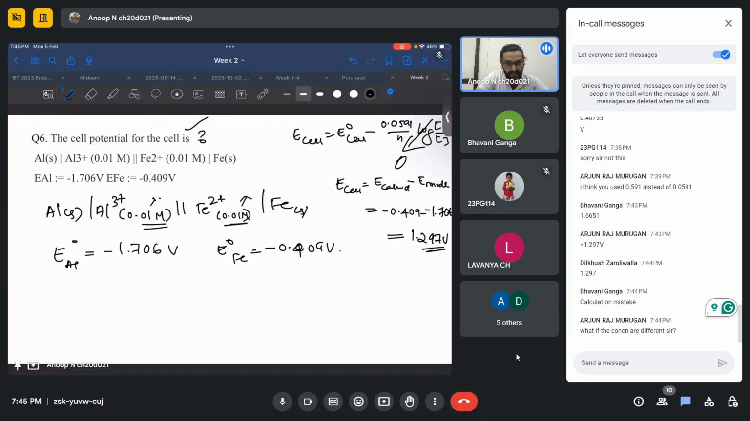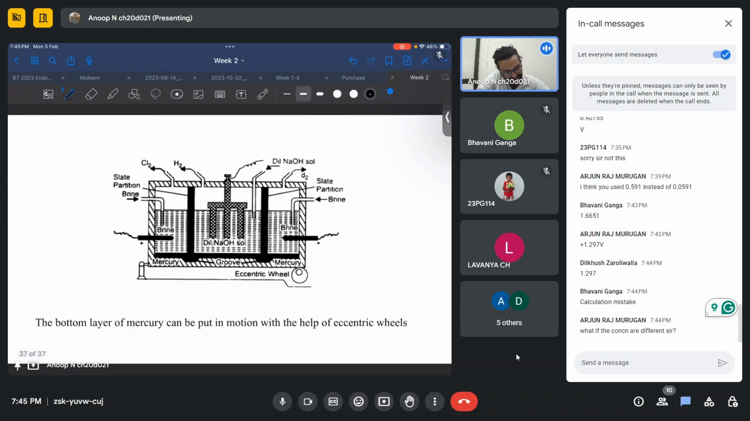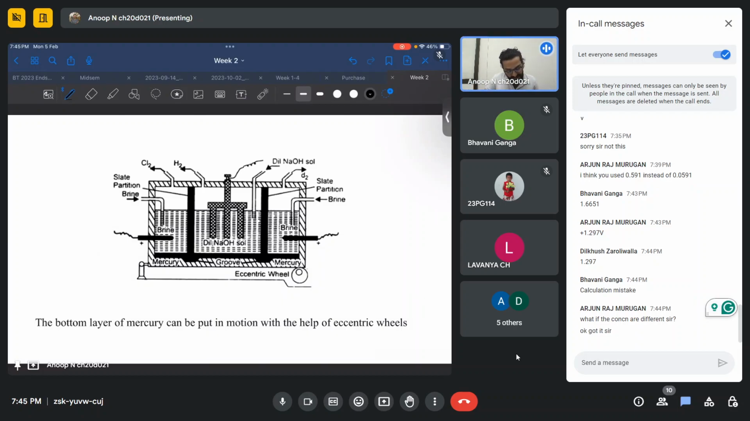So last class someone was asking why these eccentric wheels were shown. I also did not know that answer. This is given to do something with the bottom layer of mercury. The bottom layer of mercury can be put in motion with the help of the eccentric wheel. So the top three portions won't be mixing, but at the bottom, they just give a motion to the liquid mercury. For that, this eccentric wheel is given.